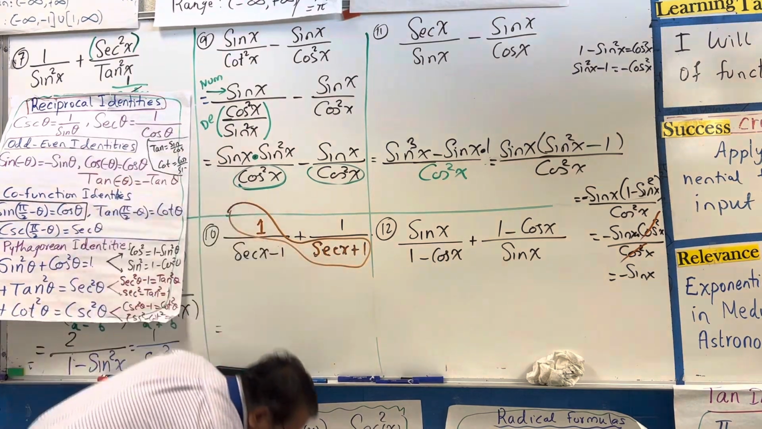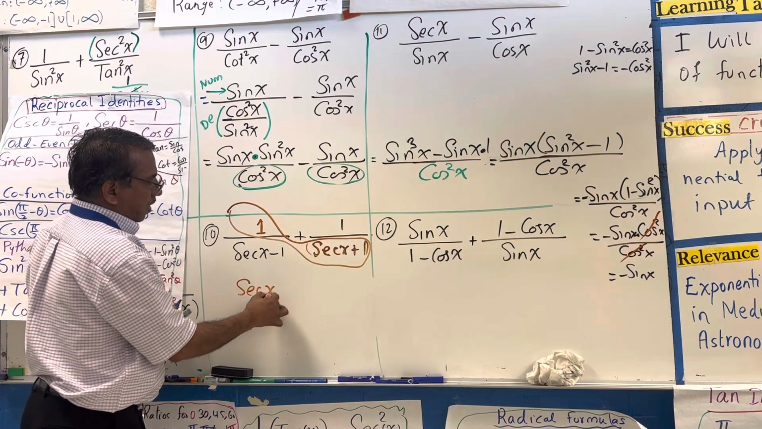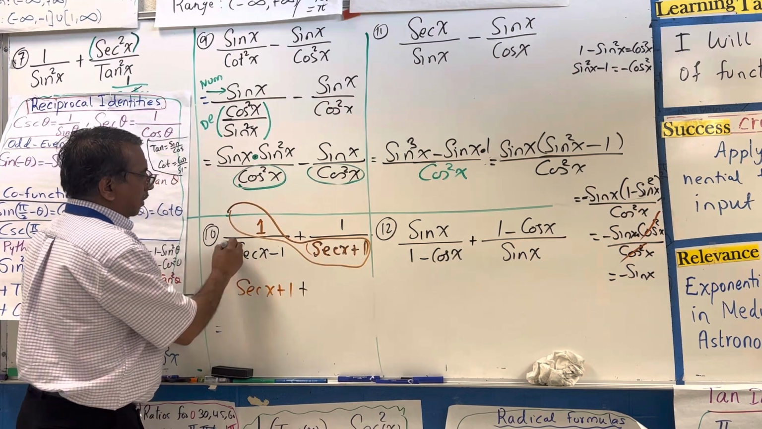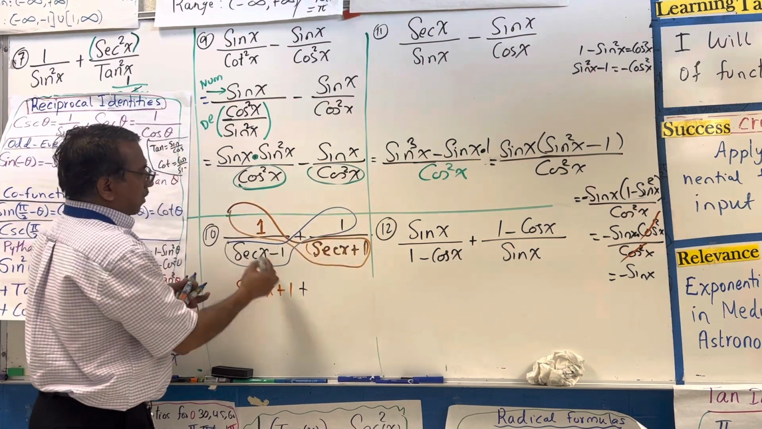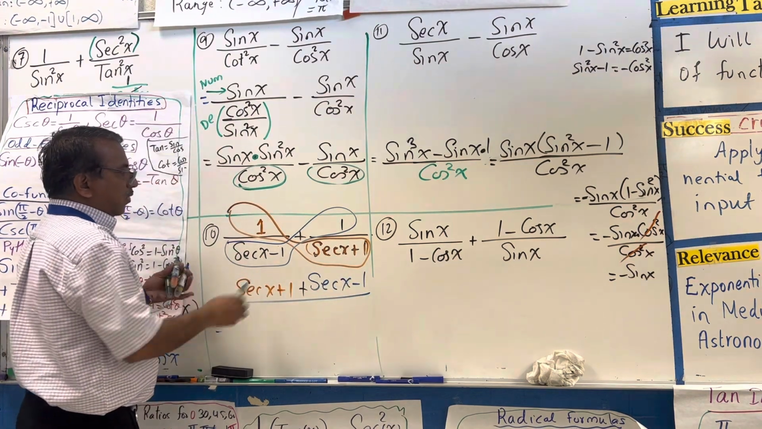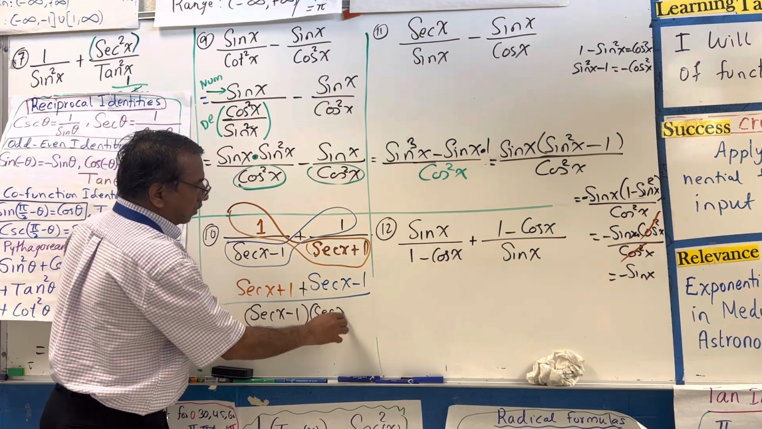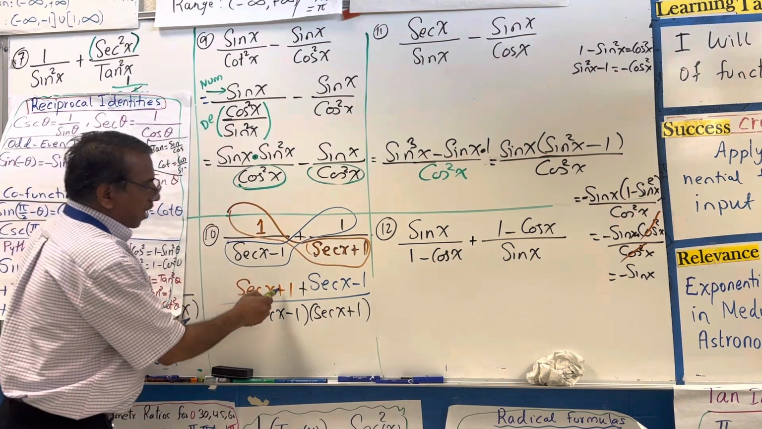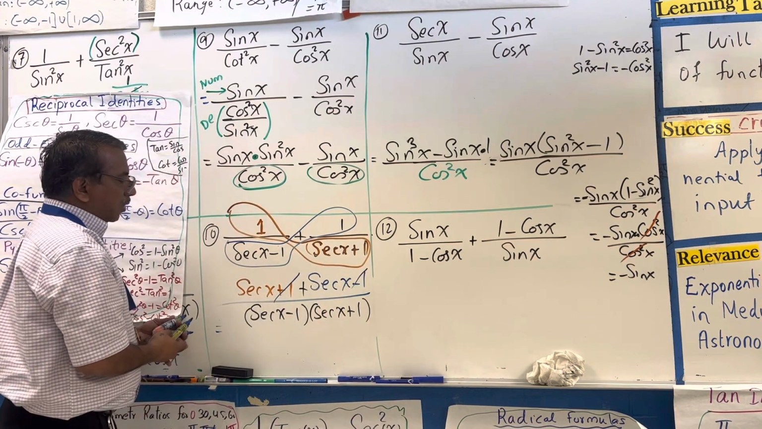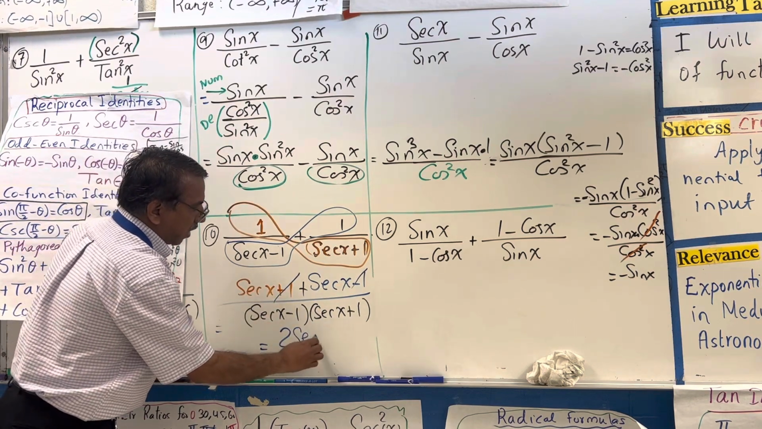One times this whole thing, secant x plus one, will be secant of x plus one. And there's a plus sign. And this secant of x will multiply the other one. One times anything is the same thing, so this stays the same. And this will be multiplied, so it's like secant x minus one. And you can see plus one and minus one, this will go away. So you have two of them up there. Two secant x, so secant plus secant is two secant of x.